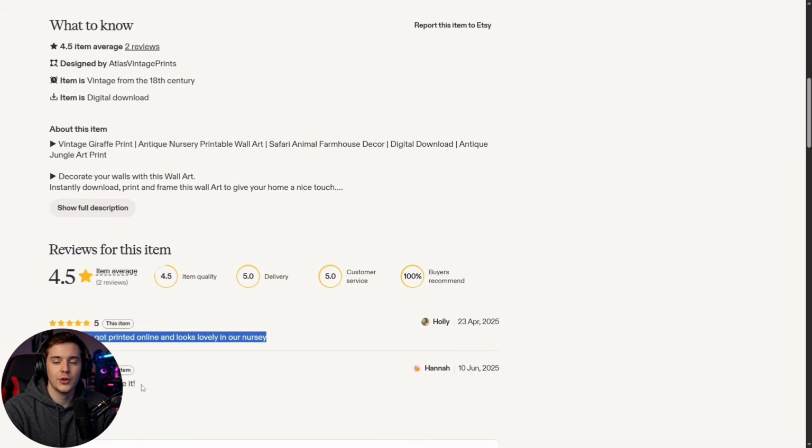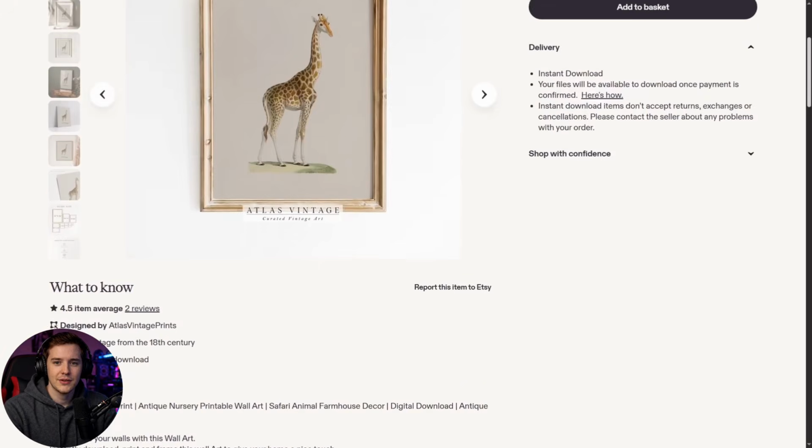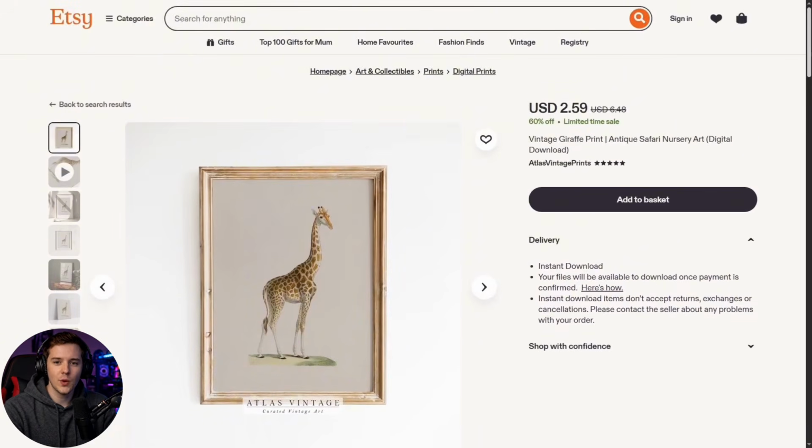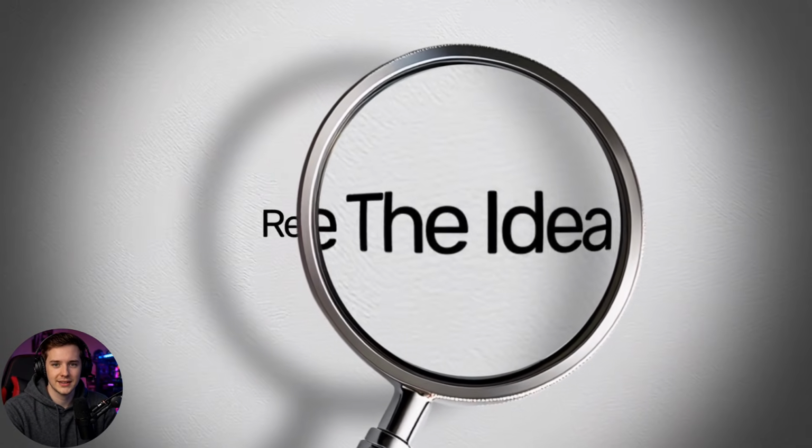Now, most beginners would look at this and think, that's cool, and move on. But I look at it differently. I see opportunity. Because the seller does not own giraffes, they don't own the concept of vintage safari art. That means anyone can enter this niche, as long as the design is original. So instead of copying, what I do is replicate the idea. Same niche, same demand, different execution.